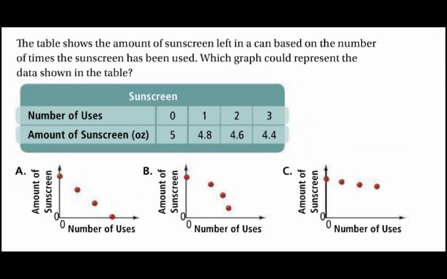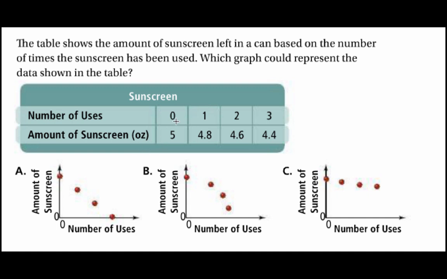The table shows the amount of sunscreen left in a can based on the number of times the sunscreen has been used. Which graph could represent the data shown in the table? So here we have a horizontal table, and the data in this row are the number of uses. So 0 uses, 1, 2, and 3 uses. And then it tells us the amount of sunscreen that's left in the can after each use in ounces.